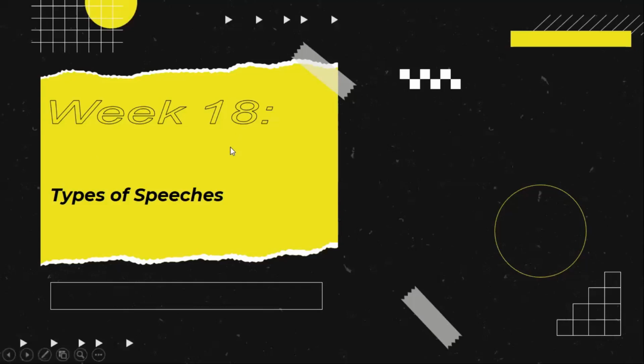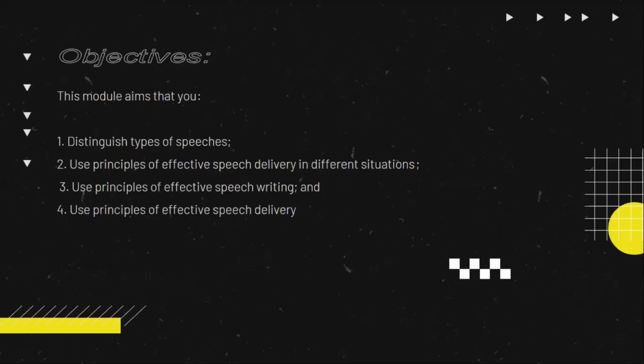What are the lesson objectives for today? This module aims that you distinguish the types of speeches. Second, use principles of effective speech delivery in different situations. Third, use principles of effective speech writing. And four, use principles of effective speech delivery.